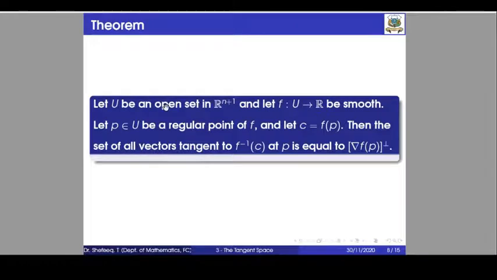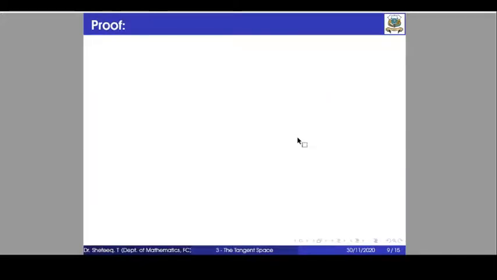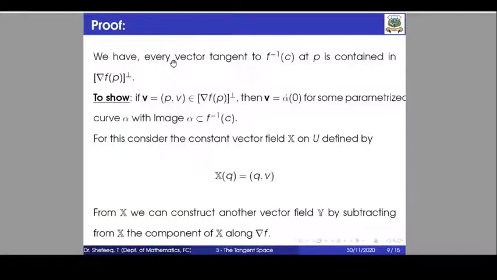Then the set of all vectors tangent to f inverse c at p. So we have p belongs to f inverse c. Then we have already defined what is meant by a tangent vector at p. So the set of all tangent vectors at p is equal to del f of p orthogonal. This is what we want to show. Okay, so every vector tangent to f inverse c at p is contained in del f of p orthogonal. We have proved this in the previous lemma. Okay, we already proved this one.